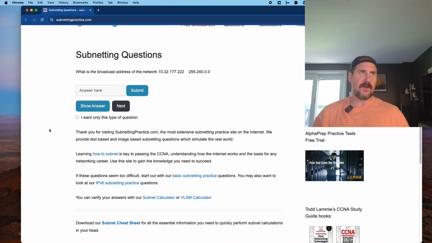All right, so first of all, let's figure out the block size. So we are working in, let's see where we are. Let's just work on the second octet for a second here. 10.32, so 240.